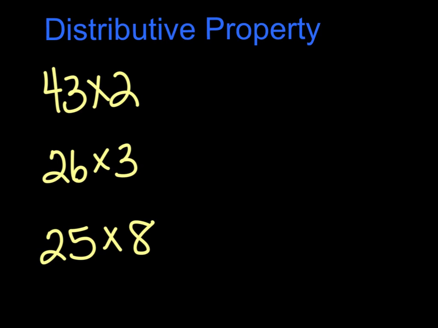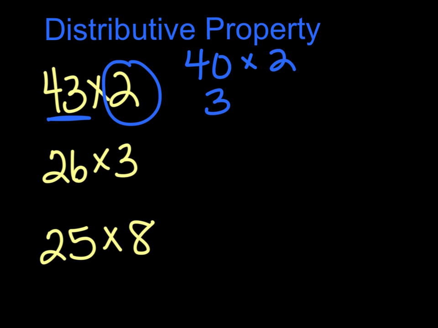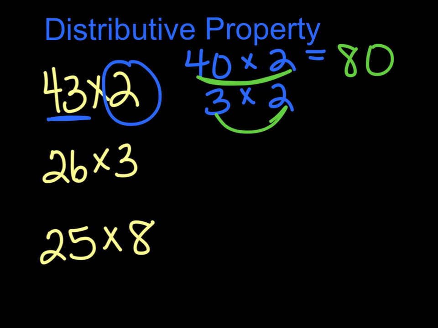So remember, we're going to take 43, and we're going to break it apart into expanded form. So you should have 40 and 3. And then we're going to multiply or distribute the 2 across both of those numbers. So we have 40 times 2 and 3 times 2. To do 40 times 2, we're going to do 4 times 2, which is 8, and then we're going to add that 0 back in. Then we're going to do 3 times 2, which is 6. And we're going to add those together to get 86.